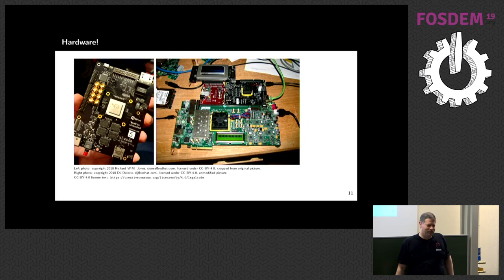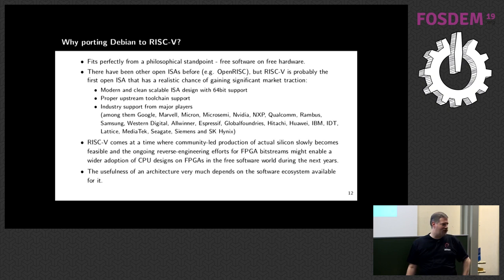So why porting Debian to RISC-V? From a philosophic point of view, Debian and RISC-V are a perfect match. We have open source hardware, we have open source software, and we would like to combine those two. There have been efforts of porting Debian to OpenRISC, but those have not been successful because of the GCC problematic, because we would have to have shipped different GCC versions on different platforms, which is something that Debian does not do. Debian uses the same versions on all platforms, so that was not an option.